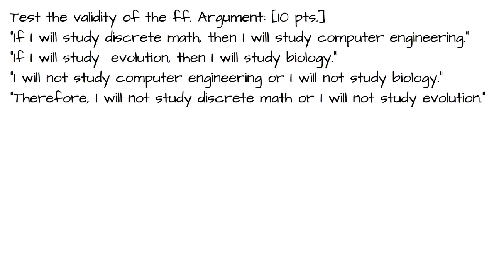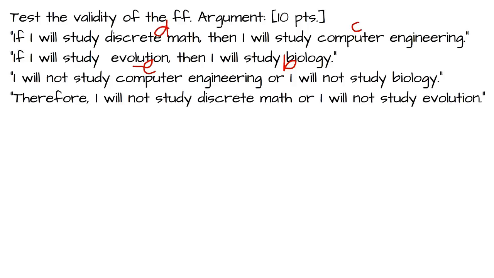So let's first come up with the variables. Say discrete math will stand for D. Then I will study computer engineering, C. I will study evolution, say E. And I will study biology, B. I will not study computer engineering, so that's not of C. I will not study biology, not of B. Therefore, I will not study discrete math, or I will not study evolution.